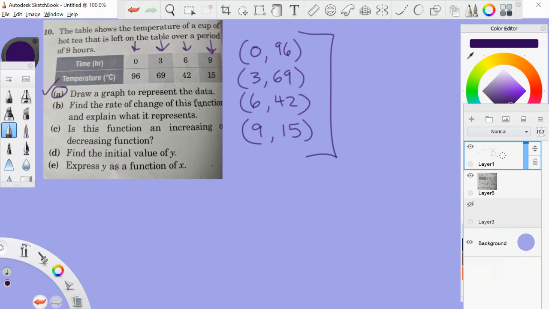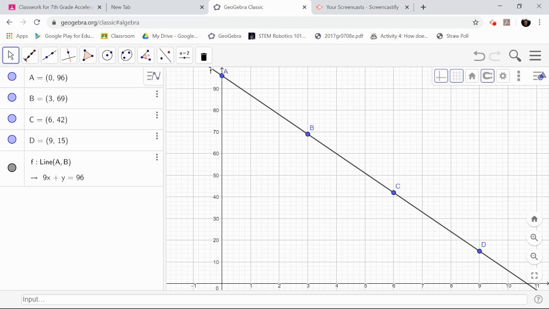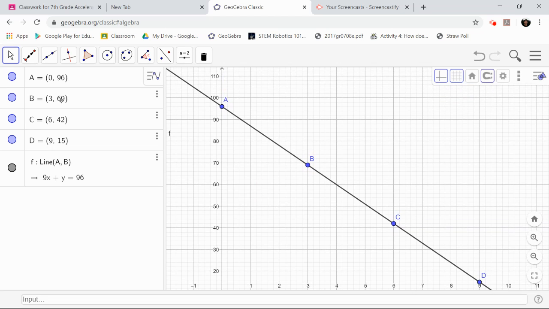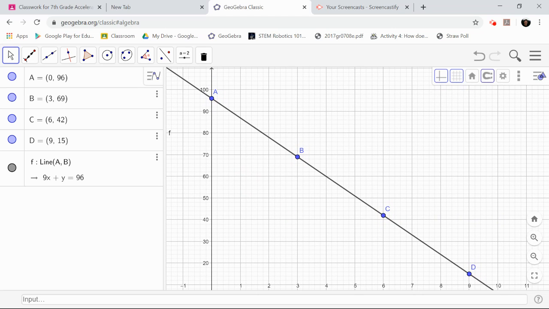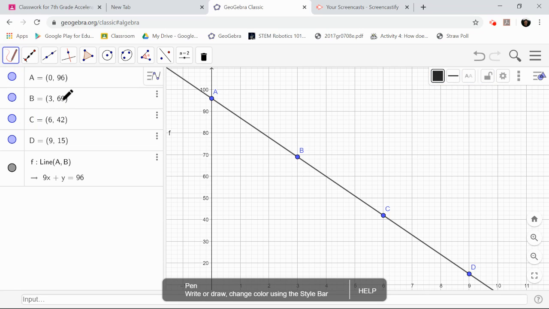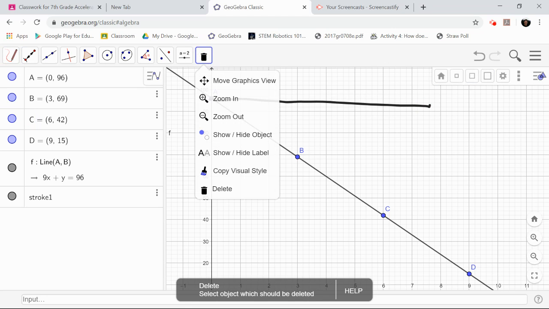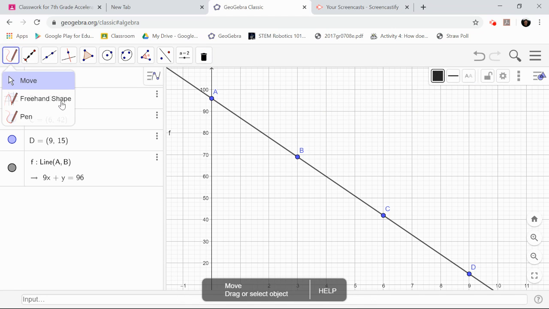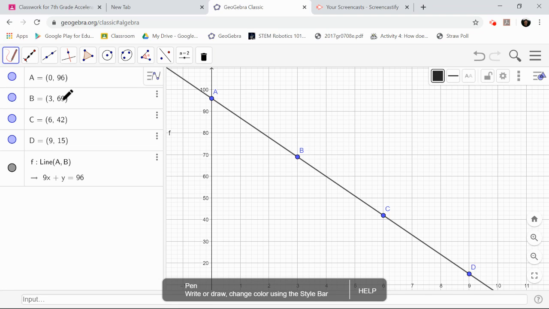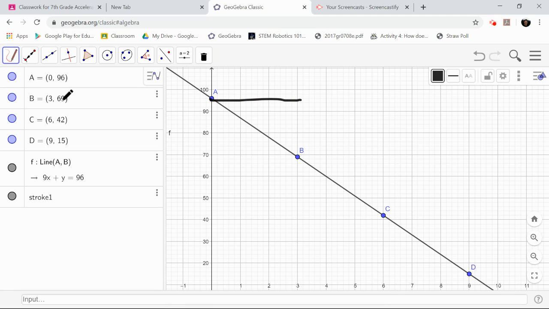Find the rate of change of this function and explain what it represents. Okay, let's look at this. Let's move this just a little bit so I have some more space to draw. Now, first of all, this is a linear function, and a linear function makes a straight line, but more importantly, a linear function has a constant rate of change. That means as our time goes on from A to B, our temperature decreases by the same amount, okay?